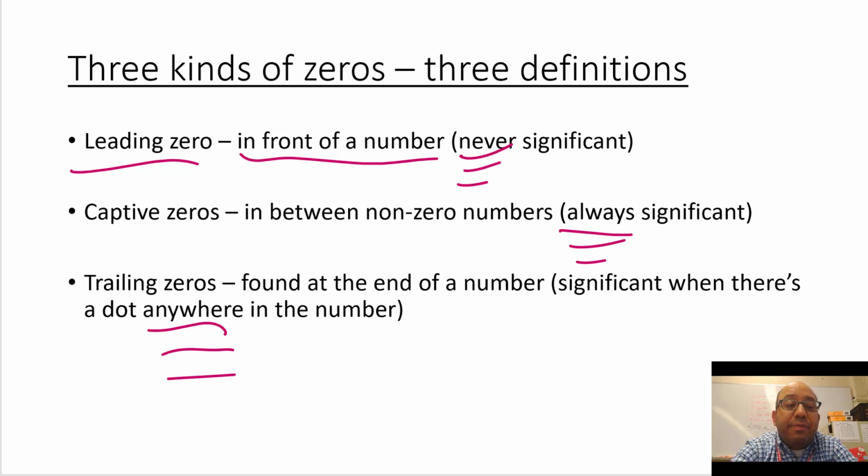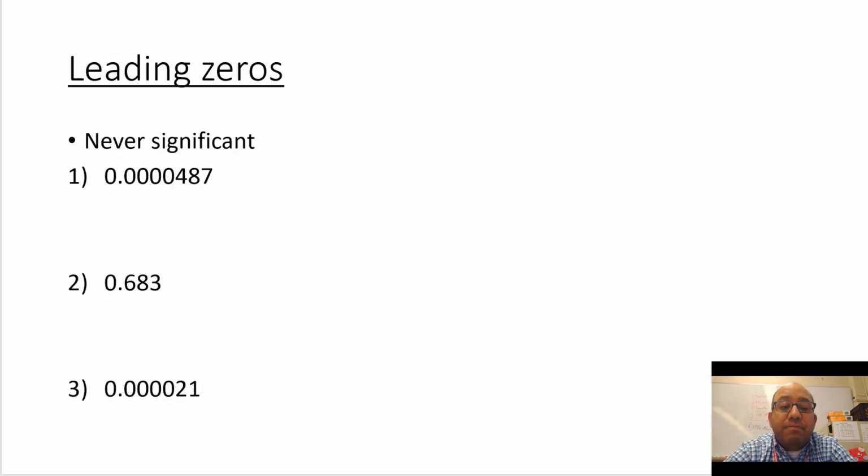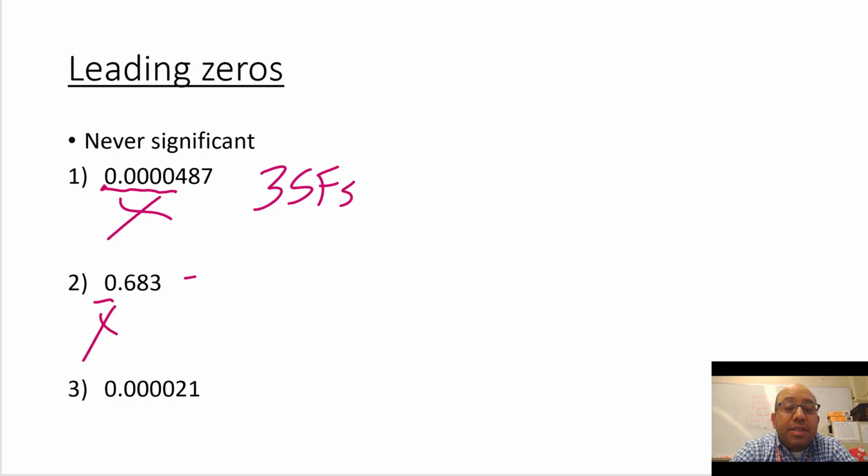So let's look at a couple of examples of each. As I said, the leading zeros are never significant. So that means these ones up here, right? You don't count those. So that means this is 3 significant figures. Notice that this 0 is in the front, so you don't count it when you're counting significant figures. So that means this is also 3 significant figures. So at this point, you should pause the video and try to do number 3.